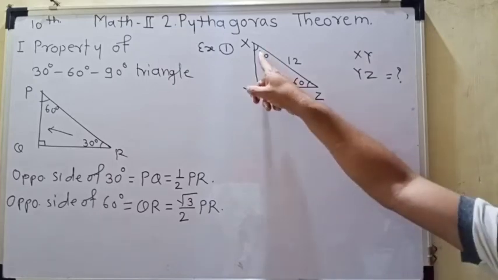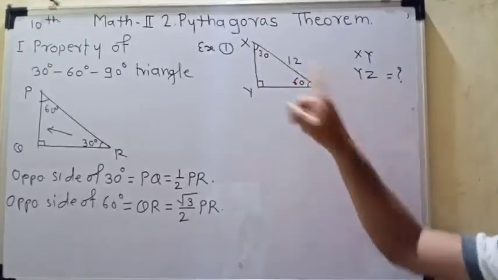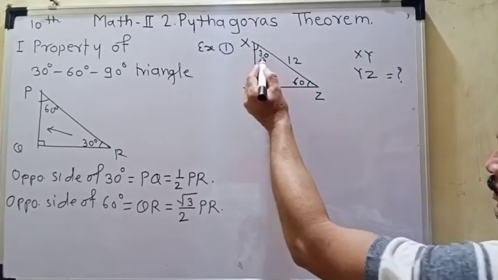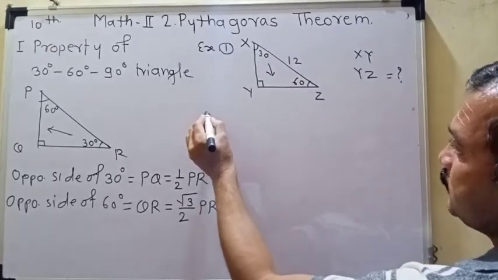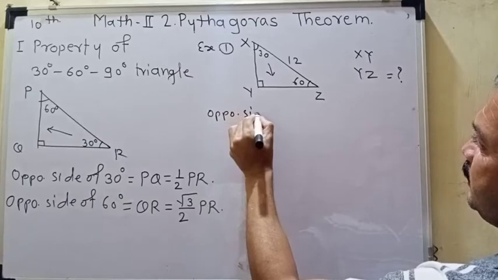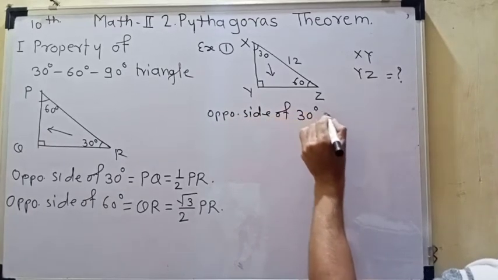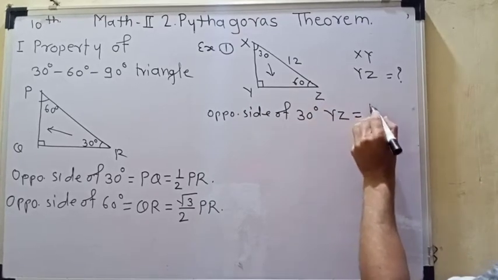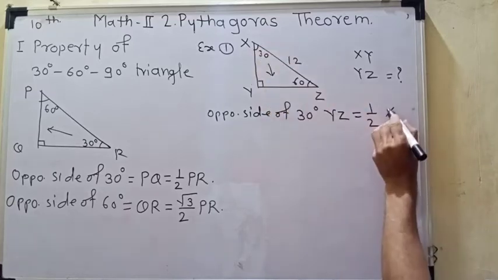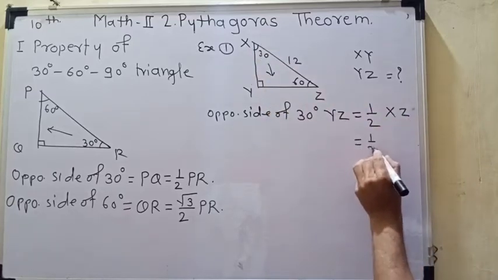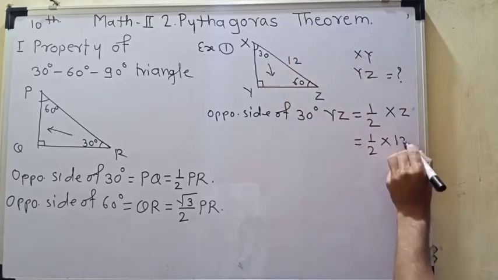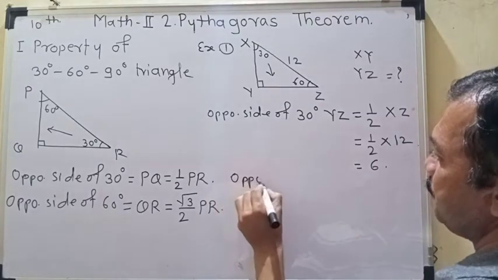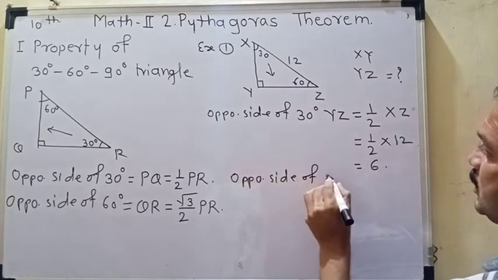We are given a 30, 60, 90 degree triangle XYZ, the hypotenuse is 12, and we have to find XY and YZ. Now, which is the opposite side of the 30 degree angle first? Here, the opposite side of 30 degree, YZ, is half of the hypotenuse. Half of the hypotenuse XZ, which is given as 12, and therefore it is 6.